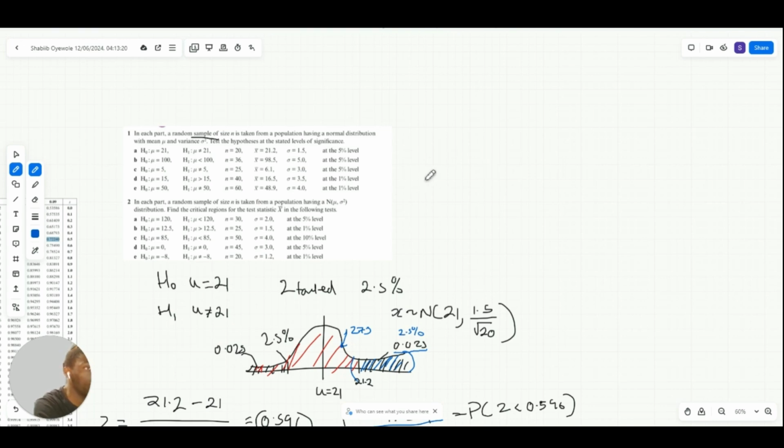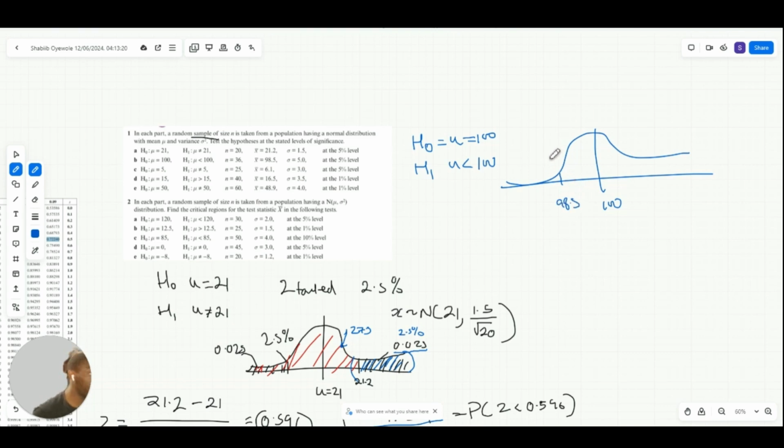So question B now, this time is one-tailed, because H0, the mean is equal to 100. The alternative H1 is the mean is less than 100. Now let's draw this. 100, my mean. Now I want to test at the 5%. So this is going to be 0.05, this area. So the tail is just sticking to the horizontal. Now I am going to use my table.